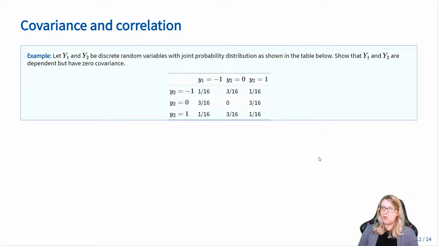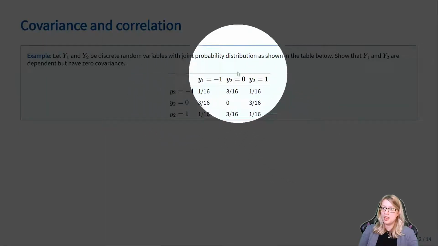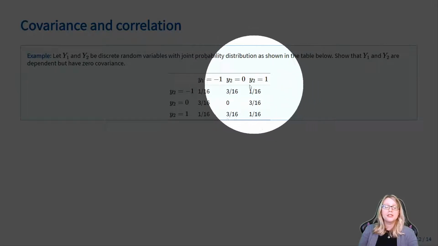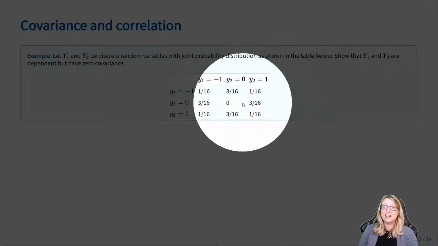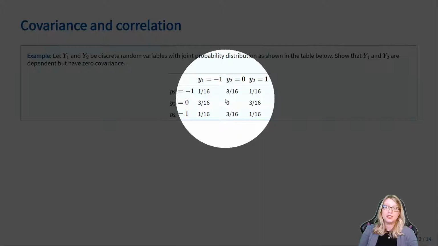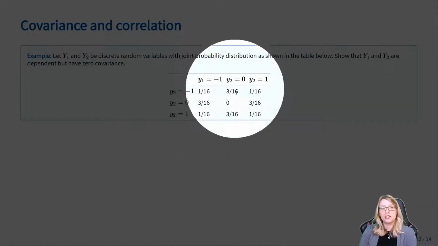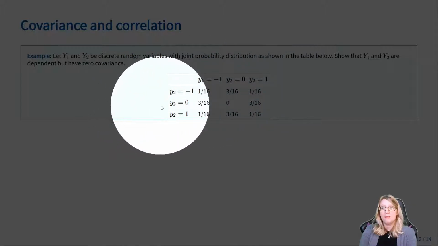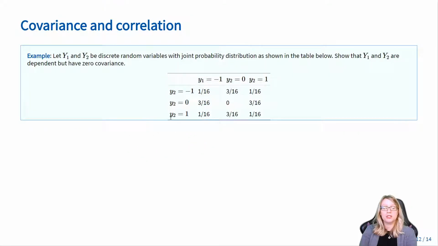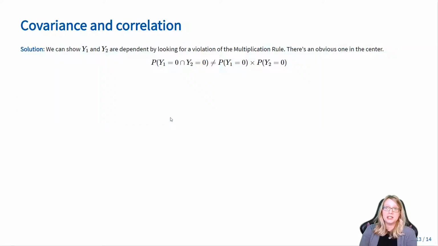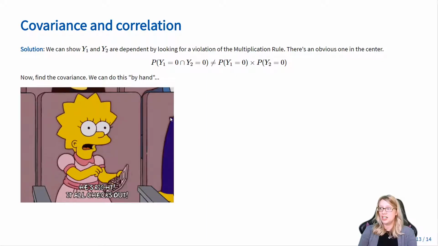Take a look at the probability that y1, sorry, this is a typo here. These should all be y1 and y2, so that y1 is equal to 0 and y2 is equal to 0. Well, that's 0. If we were to find the marginal probabilities, the marginal probability that y1 is equal to 0 is 6/16. The marginal probability that y2 is equal to 0 is also 6/16. 6/16 times 6/16 is not 0. So there is our obvious violation here.